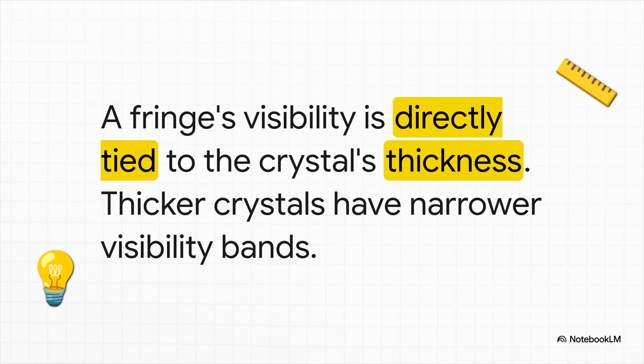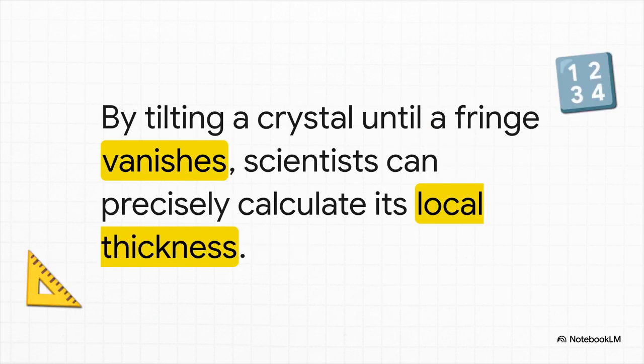A thicker crystal has narrower visibility bands, meaning its fringes disappear after just a small tilt. But a thinner crystal, it has wider bands, so you can tilt it much farther before the fringes vanish. So this means a scientist can literally take a crystal, find a set of fringes, and then just carefully tilt it until that pattern disappears. By measuring that precise tilt angle, they can pop it into a simple formula and calculate the crystal's exact thickness right at that spot. It is such an elegant and clever way to measure that third dimension.